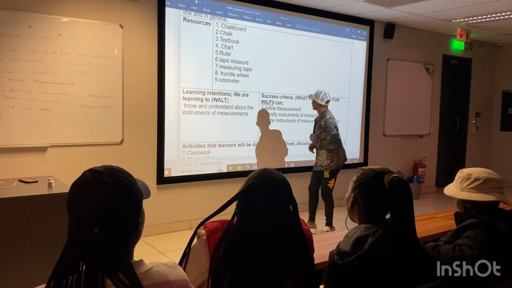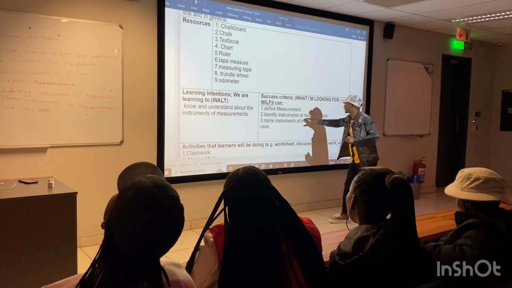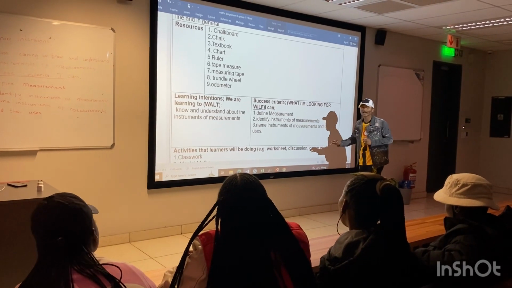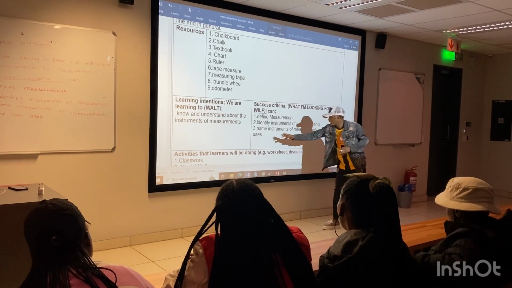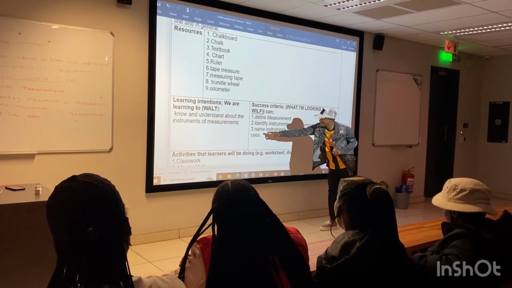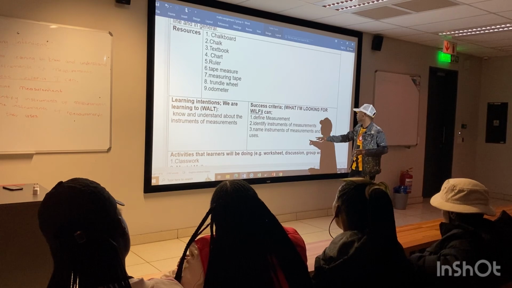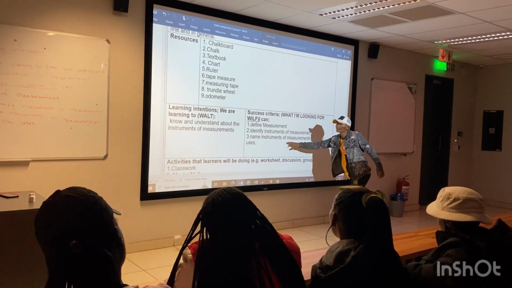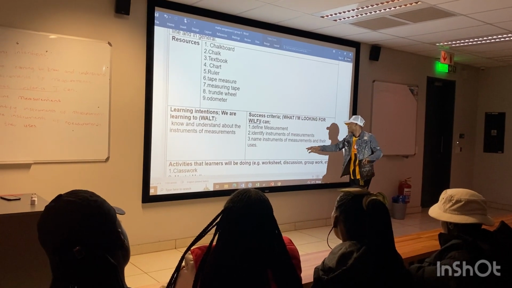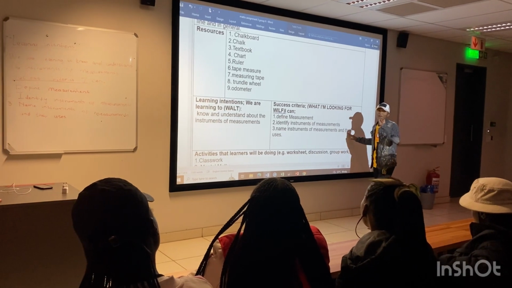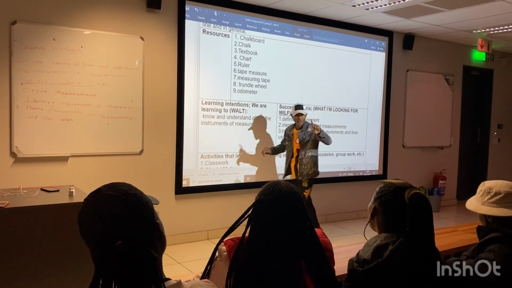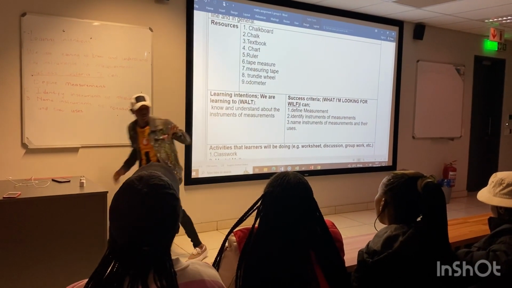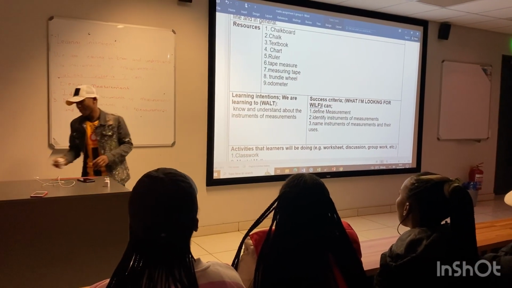So we can identify instrument of measurement, right? Yes. And also we can define measurement, right? Yes. So now, number 3 says I can name instrument of measurement and their uses. We can name instrument of measurement, right? Yes, sir. But now I want to check if we can list uses of measurement, right? Yes, sir.